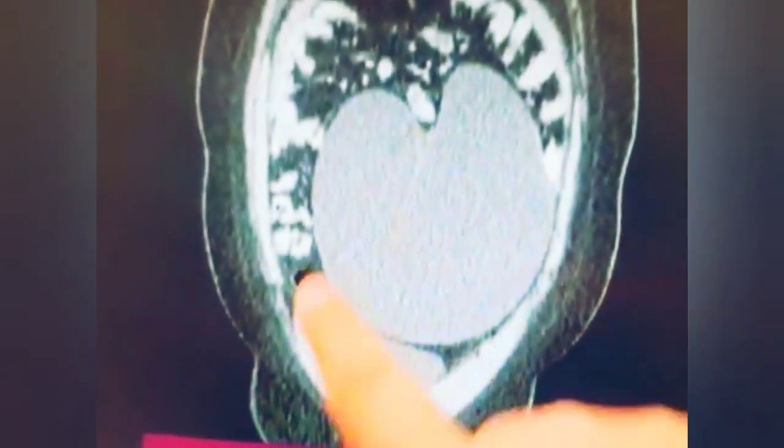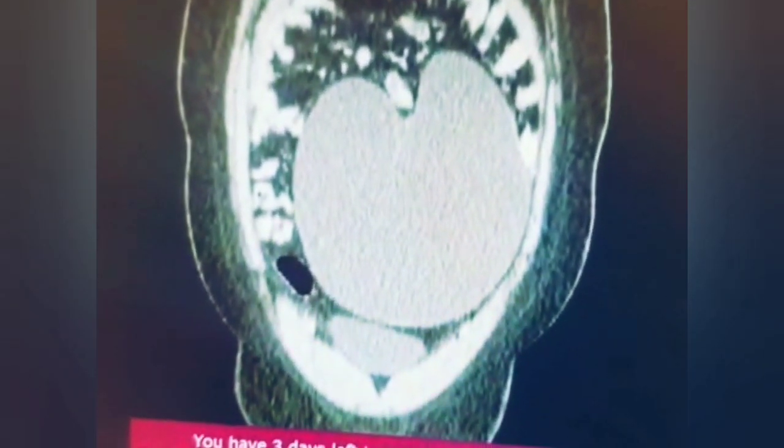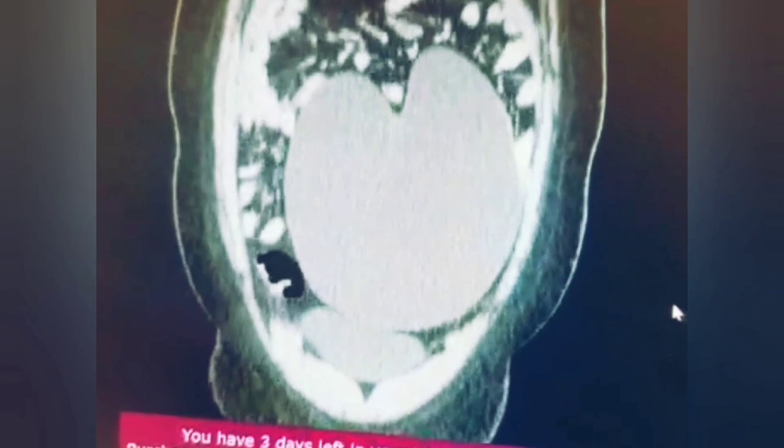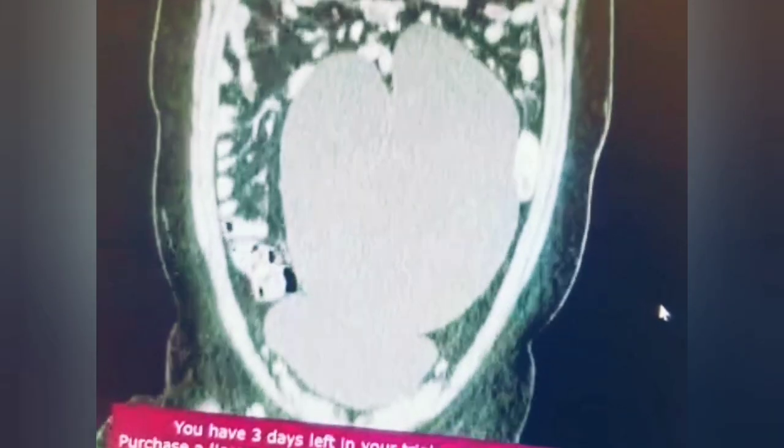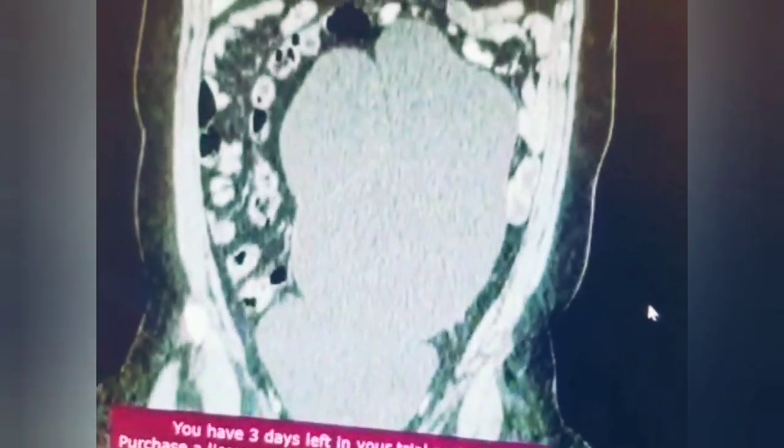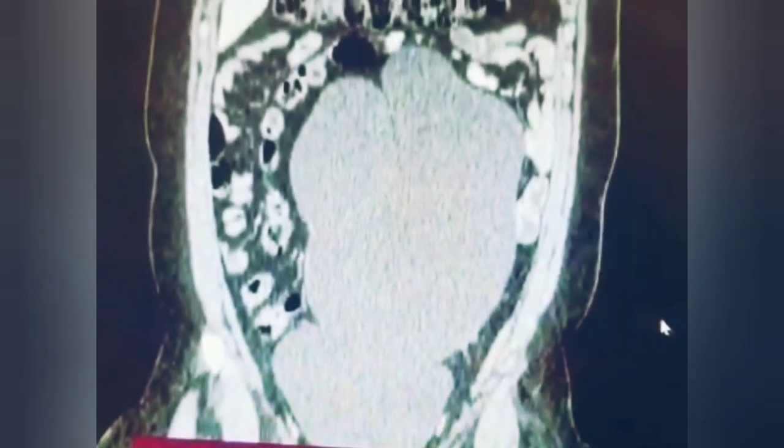This whole is the left kidney. The cystic mass, the huge cystic mass that is occupying the abdominal cavity. And this is the bladder.